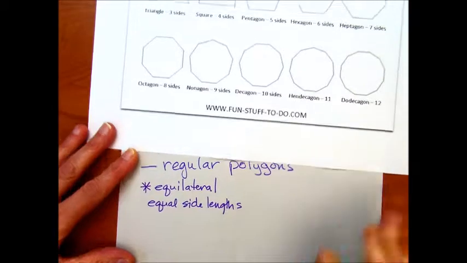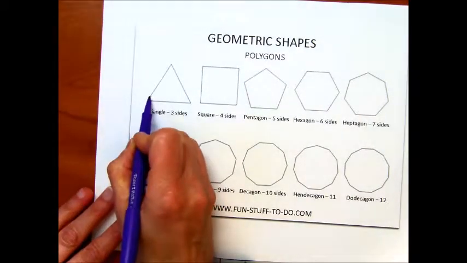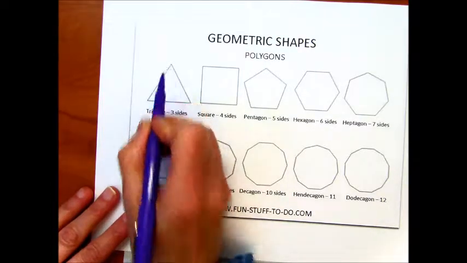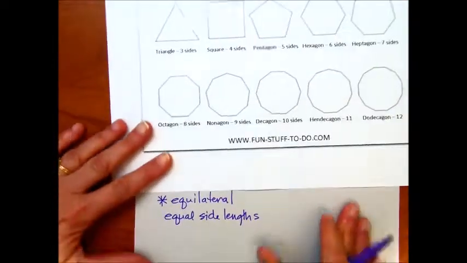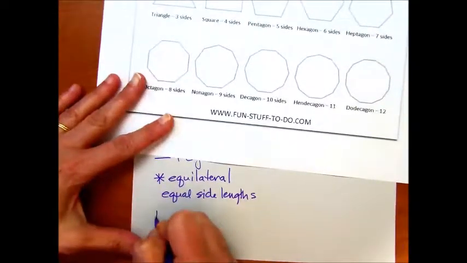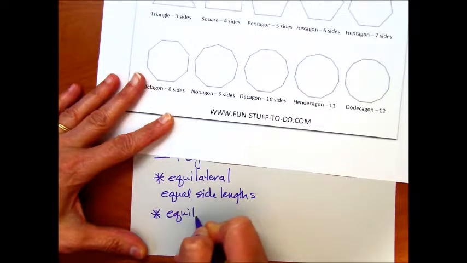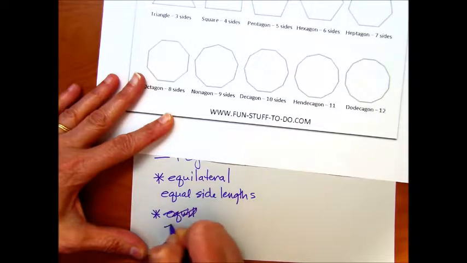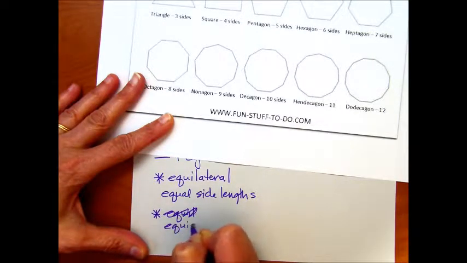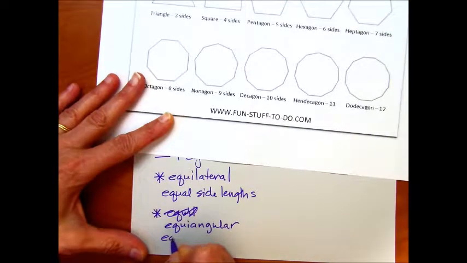Okay. Now the other thing that they have in common is that they have equal angles. The angle dimensions are going to be the same, and the special word for that is equiangular. It's hard to say. Oh, excuse me, there's no L. Equiangular. There we go. And that means equal angles.